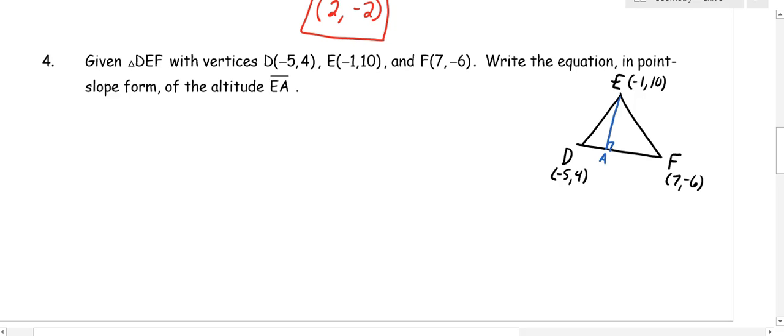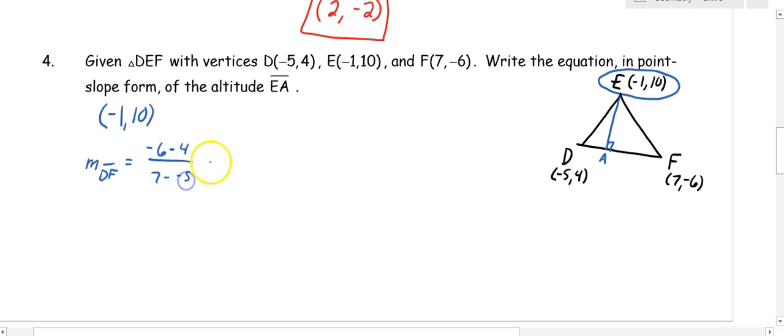So in order to make a right angle, we need perpendicular lines. When we do the altitude, we use the point from the vertex that it was drawn from, so negative 1, 10, and then we need to find our perpendicular slope. First we're going to find the slope of the line we're drawn to, so DF. Remember it's y2 minus y1 over x2 minus x1, and that gets a slope of negative 10 over 12, which reduces to negative 5 over 6.